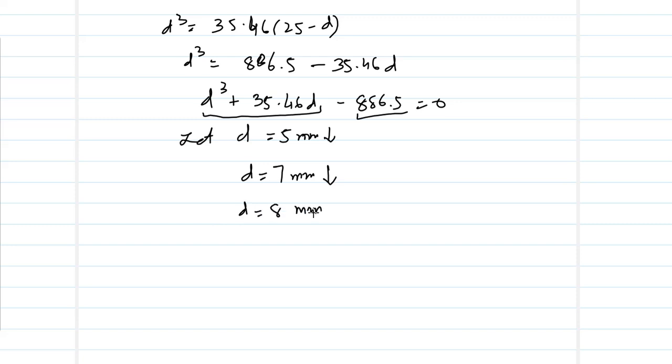Take d equal to 8 mm now. So 8 power 3 plus 35.46 into 8 minus 881.6. Now my answer is minus 85. It means I am now very close to 0, but not 0. In the exam you can take d equal to 8 mm. Just take 8.2 mm, let's say. What will happen now? 8.2 power 3 plus 35.46 into 8.2 minus 886.5. Now I'm getting minus 44.